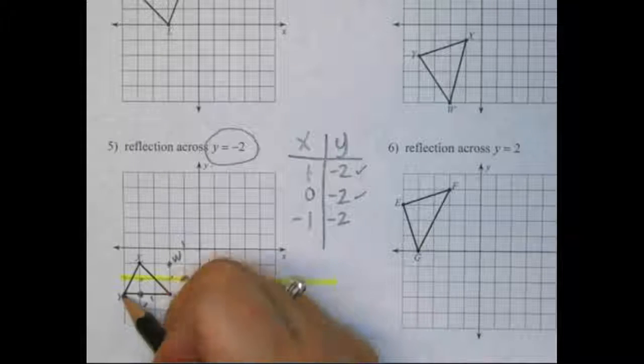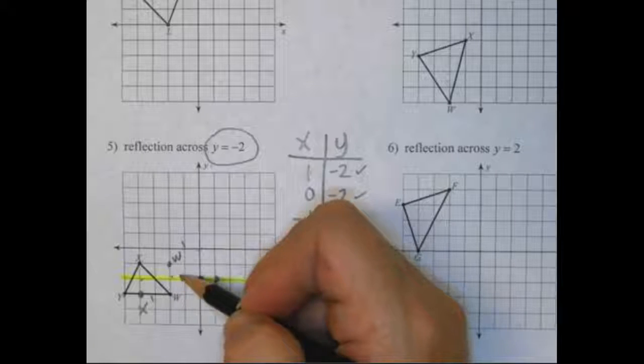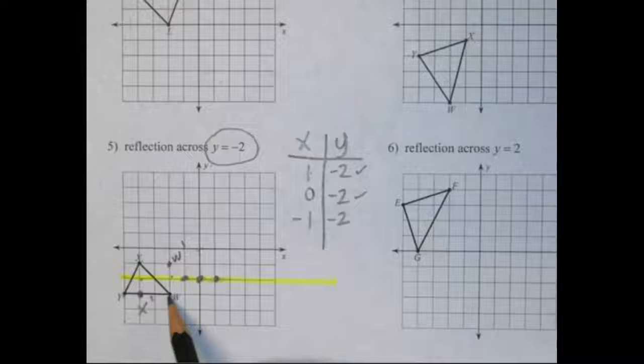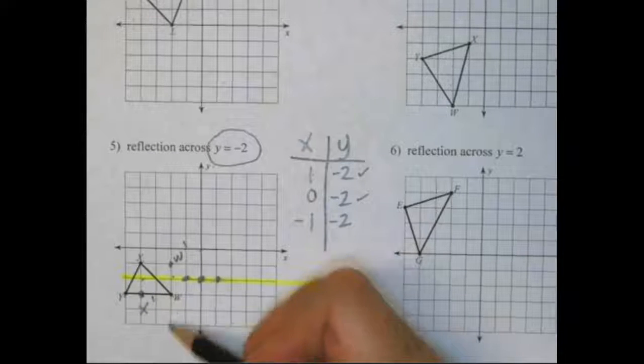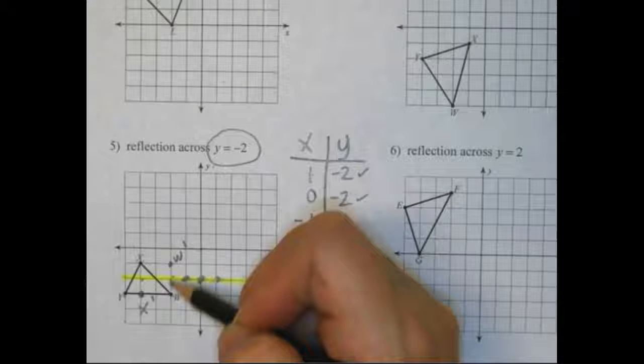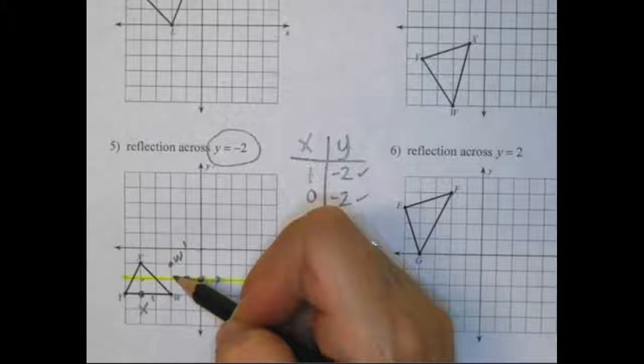For Y, I have to go, question. It's your line of reflection. Look, if I go right, am I ever going to hit that line of reflection? If I go left, am I ever going to hit that line of reflection? If I go down, am I ever going to hit that line of reflection? So I have to go up to get to it. Okay?